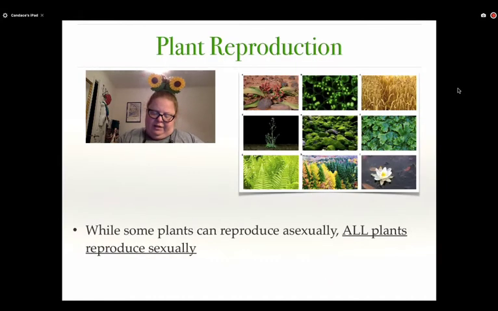So let's start with the ways that plants can reproduce. Plants are reproductively sexual organisms. So they have male and female parts, and they reproduce sexually. However, there are some plants that, in addition to reproducing sexually, can have asexual reproduction as well. And so depending on the conditions, they'll be able to alternate between sexual and asexual reproduction.